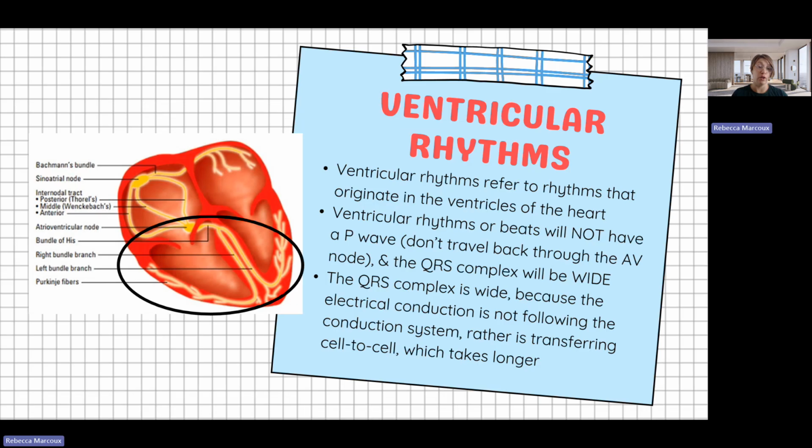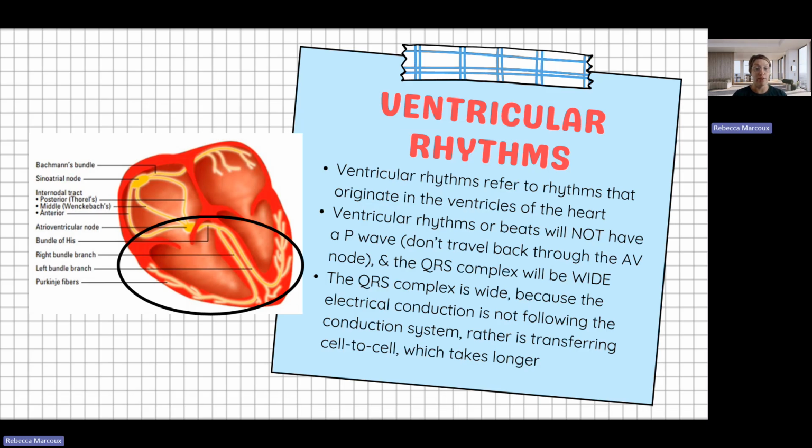When we have beats that occur from our AV junction, it gives us P waves, but they're upside down because the P wave is traveling backwards to the sinoatrial node, right? So when our beats are generated from our ventricles, our depolarization cannot travel backwards through the AV node. So it's going to be blocked at the AV node. So it's not going to go back. Therefore, these rhythms are not going to have a P wave.